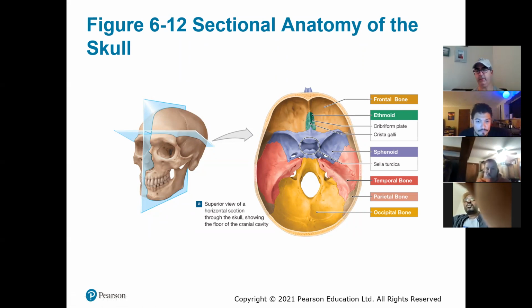So again, 8 cranial bones: 1 frontal, 2 parietal, 2 temporal, 1 occipital, 1 sphenoid, 1 ethmoid. There's 8 of them.